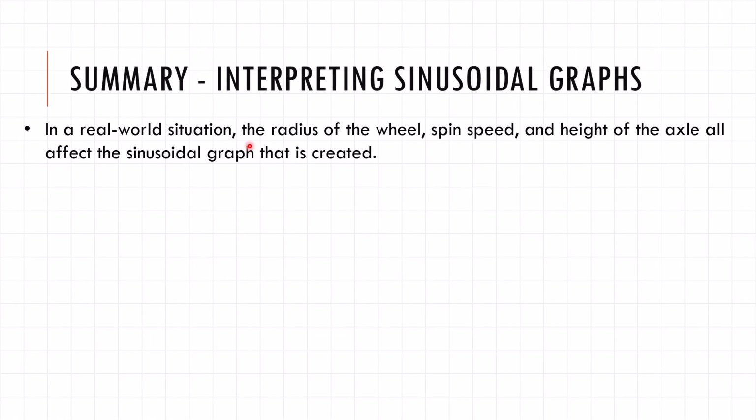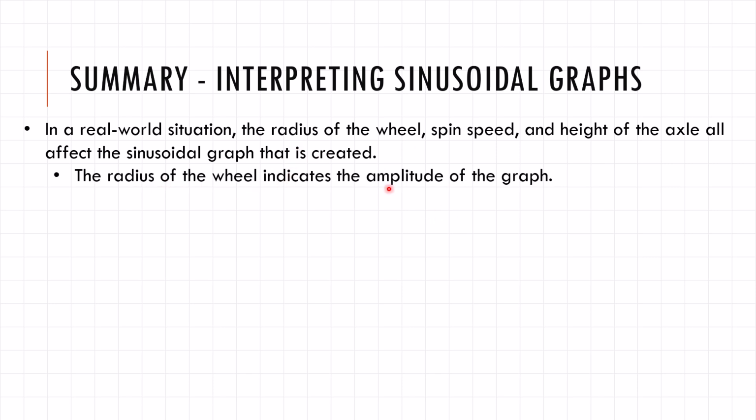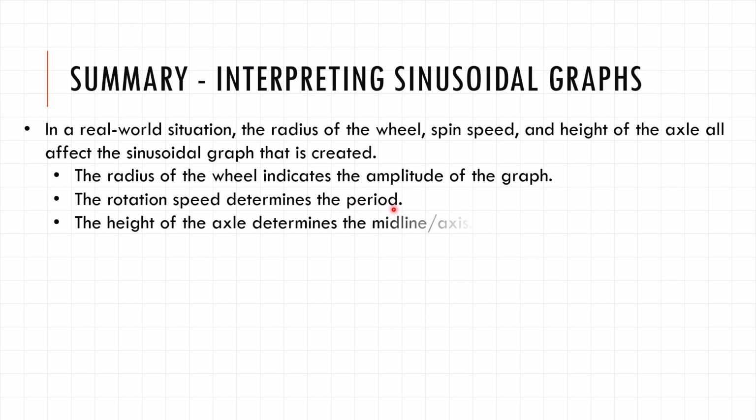In a real world situation, the places that we would see sine graphs are usually with rotation. And all of the various properties of the rotation actually connect to the sine wave. The radius of the wheel tells us the amplitude of the graph. The rotation speed will determine the period. And the height of the axle, which is at the center of the wheel, is also going to be the same as the height of the midline, or the height of the axis.